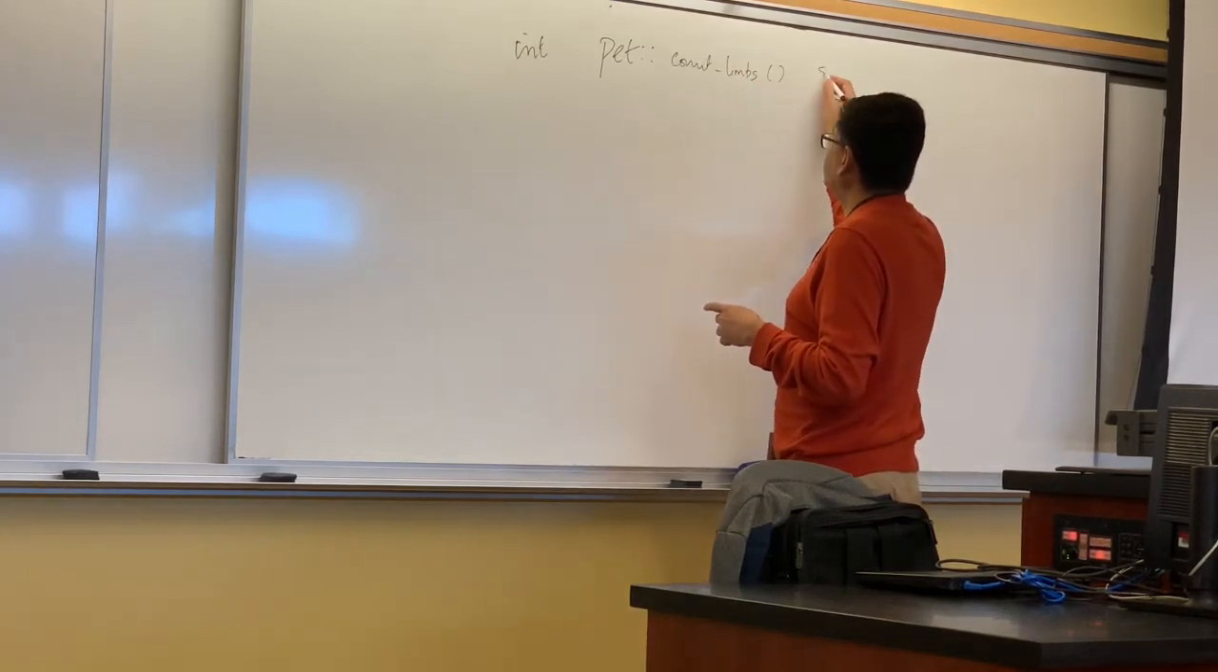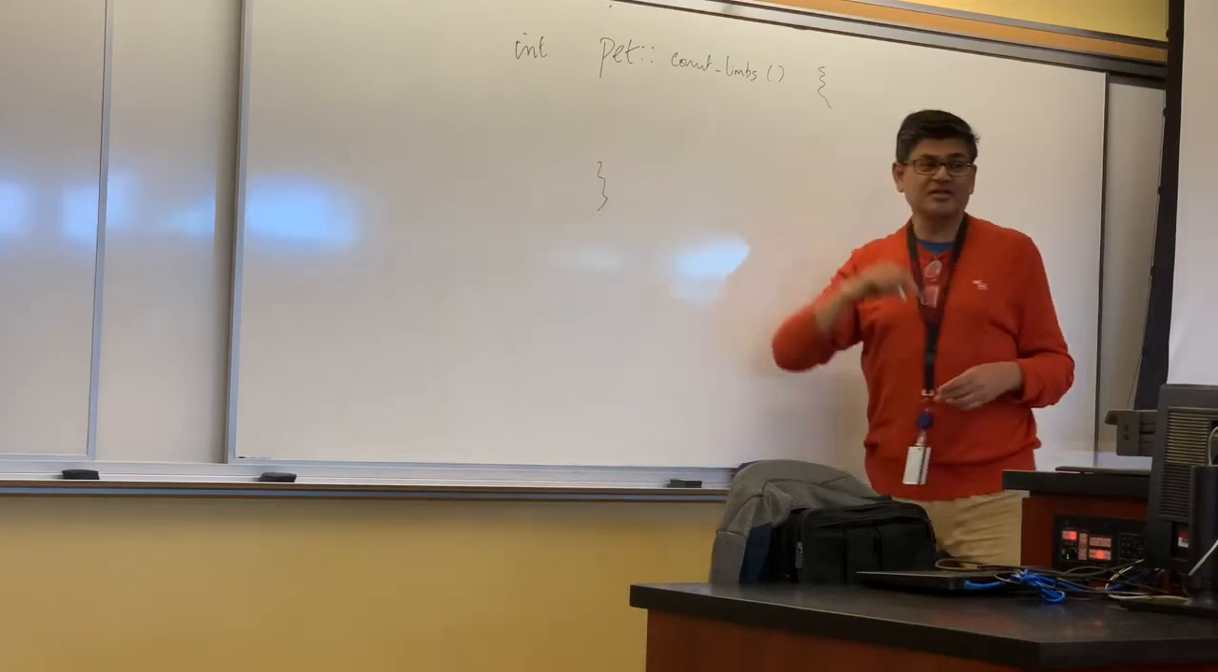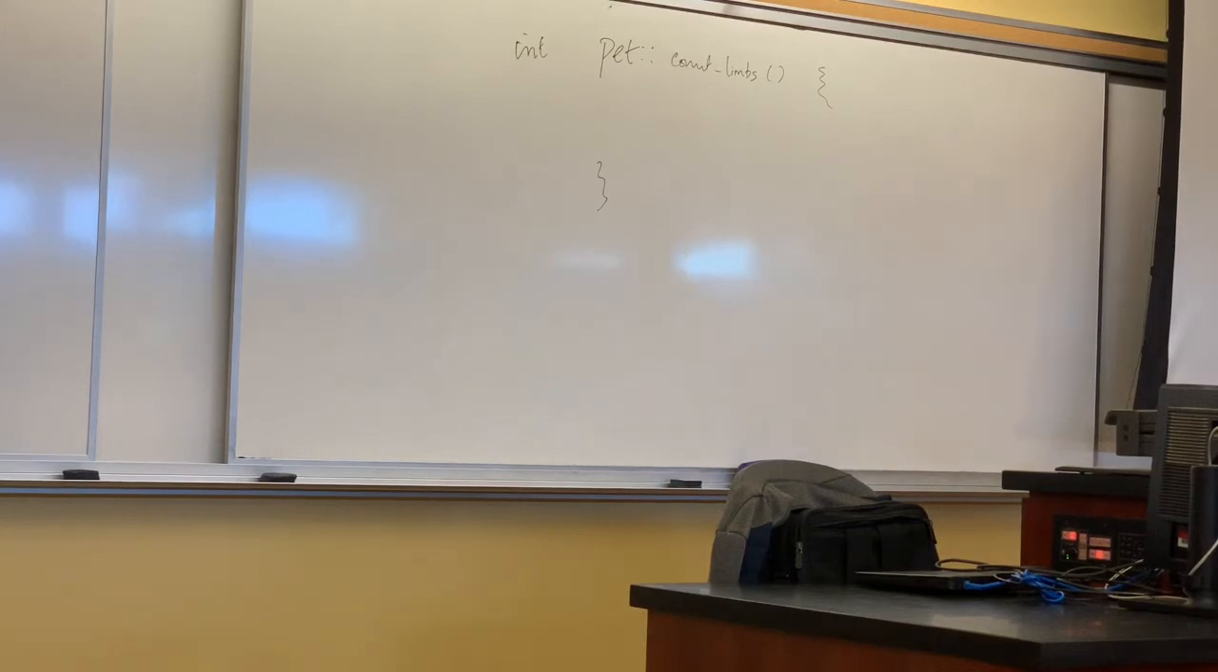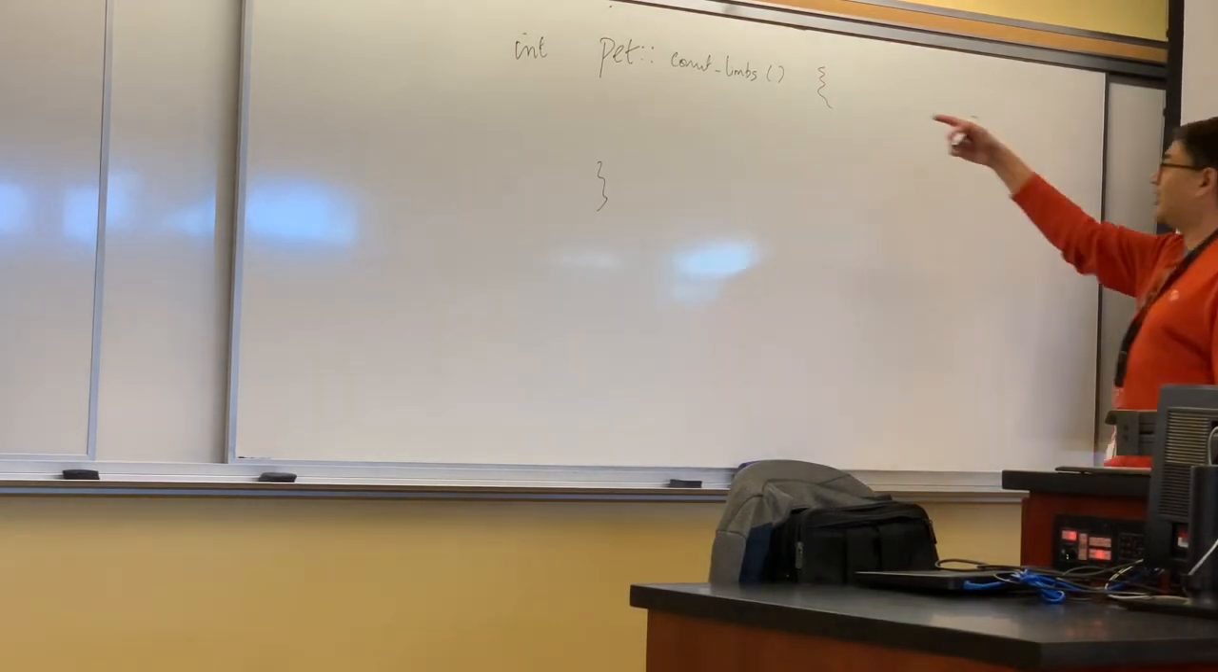right? And all this is going to do is go into the object, count the number of limbs that particular instance has, and return it. That's all it does. But how does it know what to count? It needs a parameter, right? It's a method. Where does it get the parameter? The object which it's supposed to count the limbs of. That method is supposed to be invoked on a pet object, right?